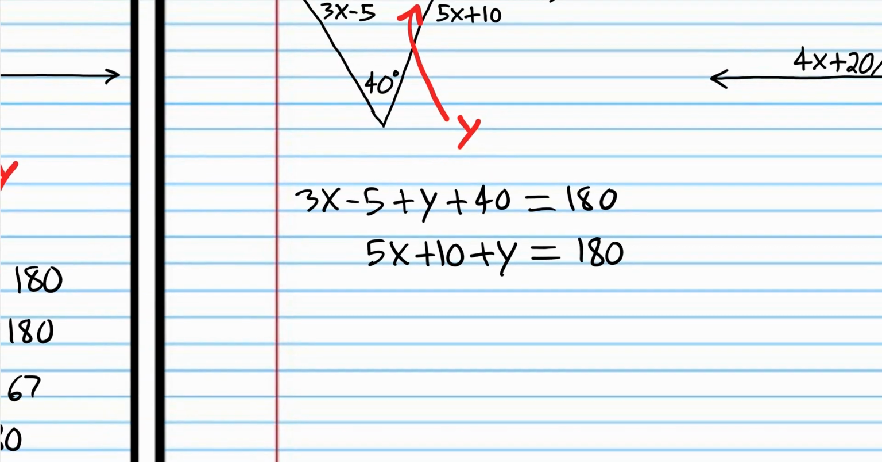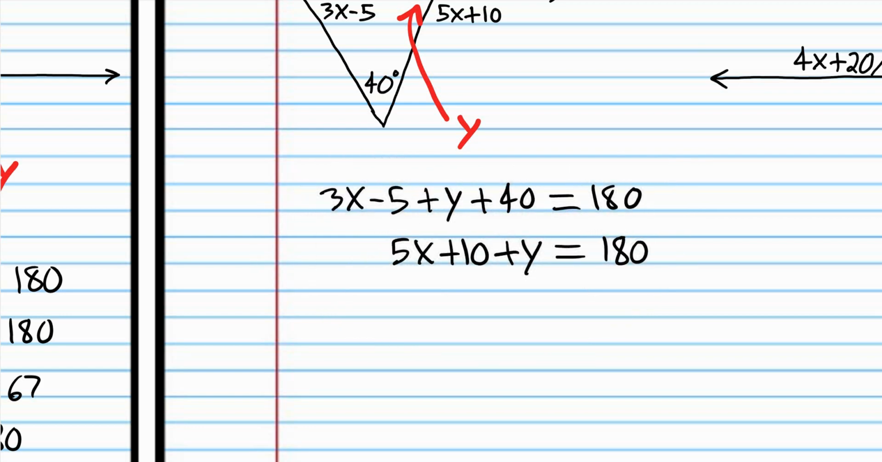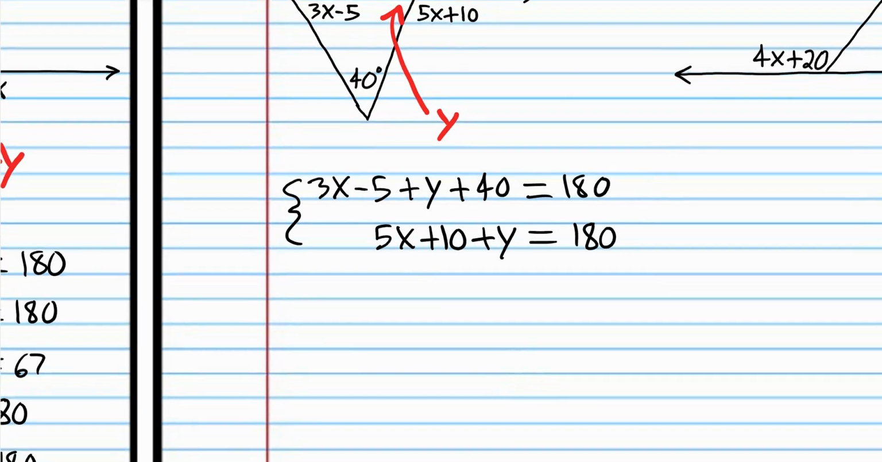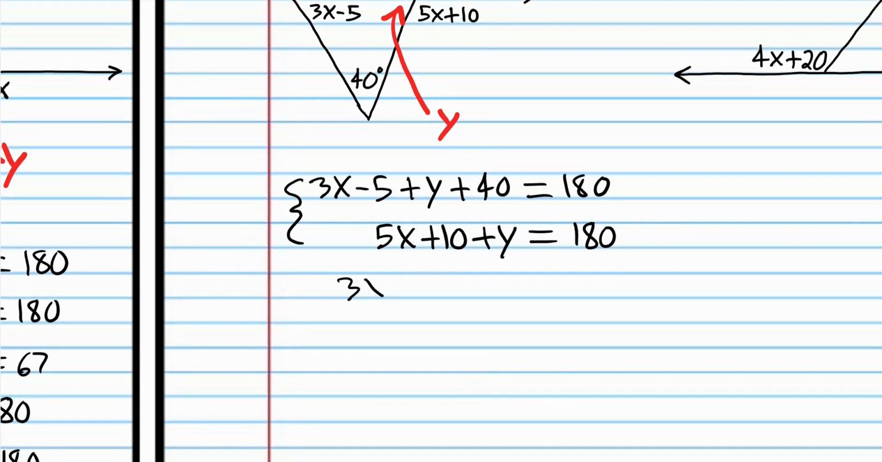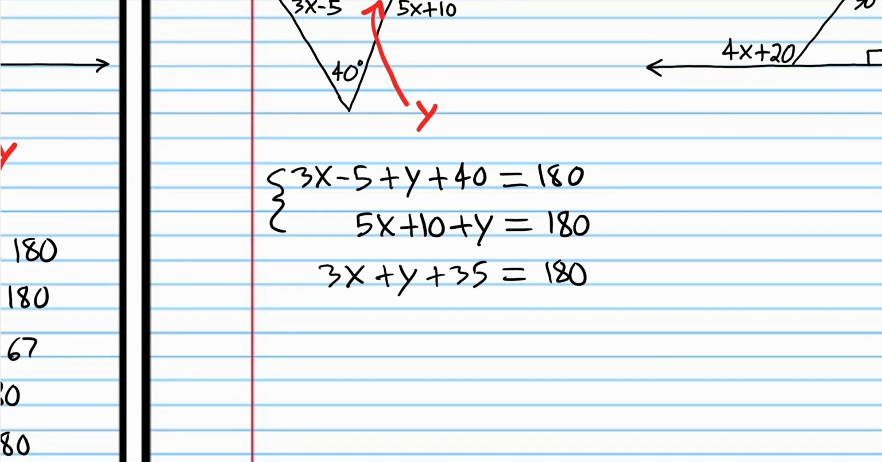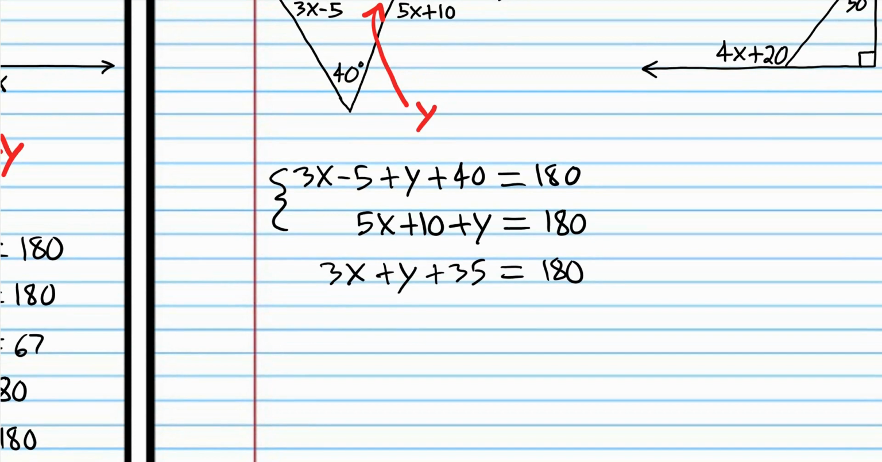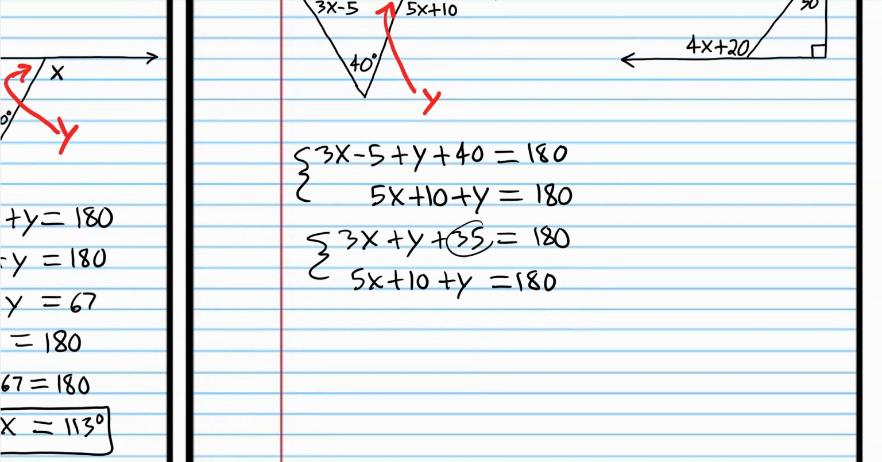Before we go on, I'm going to have to join these equations. I'm going to have to make it a system. Remember, whenever two equations go together, you want to join them with some sort of bracket. So we're going to write 3x plus y plus 35. I added the 40 and the -5. And then I'm just going to rewrite this equation. I'm trying to do everything very slowly here so you see exactly what we're doing. You don't really need to do it this slowly. You can skip some of the steps. Now I'm going to put the 35 and the 10 on the other side of the equations.